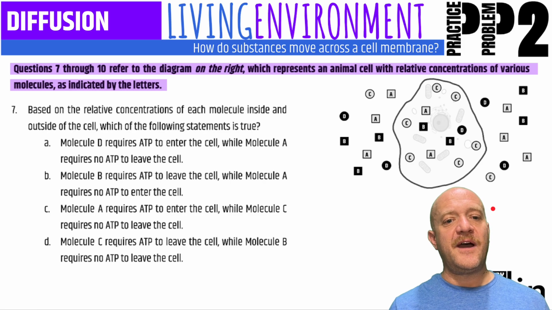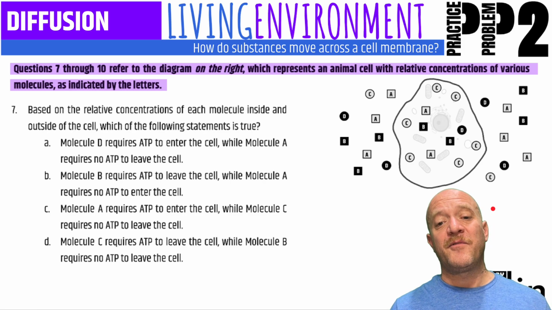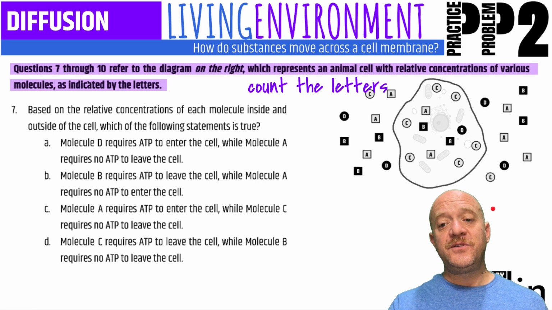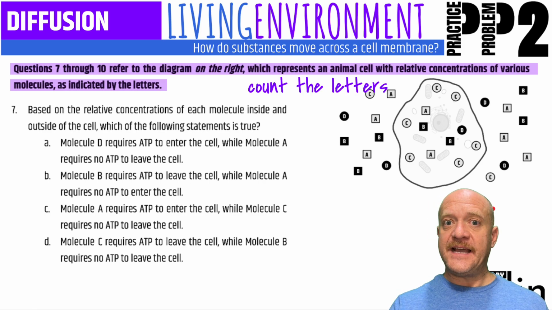Questions 7 through 10 refer to the diagram on the right, which represents an animal cell with relative concentrations of various molecules, as indicated by the letters. What you should do is count the letters, both inside and outside of the cell, before we move on.